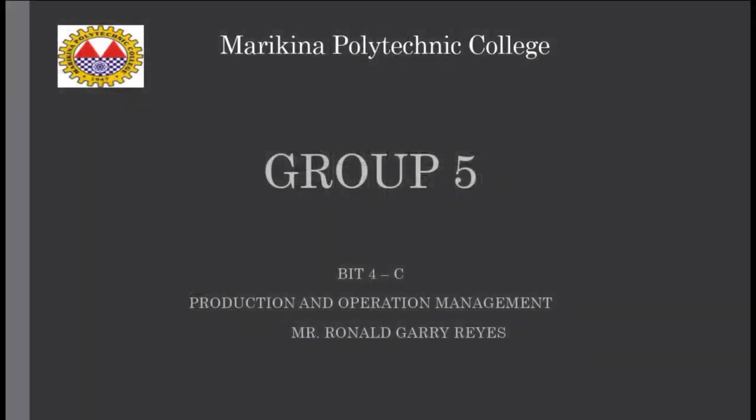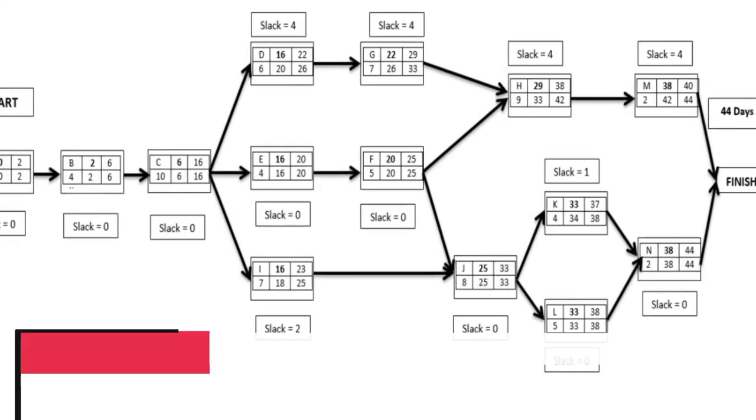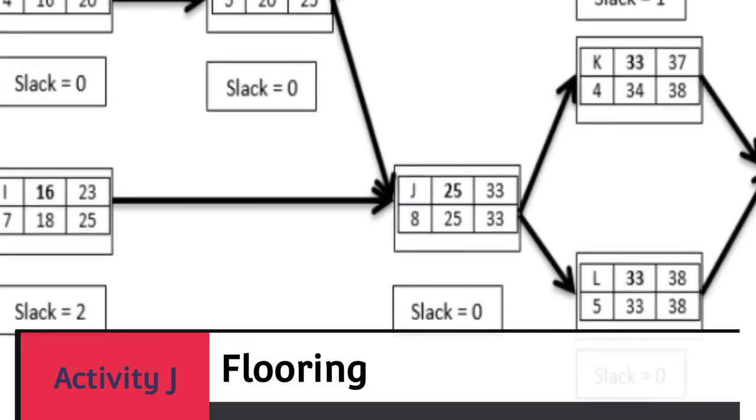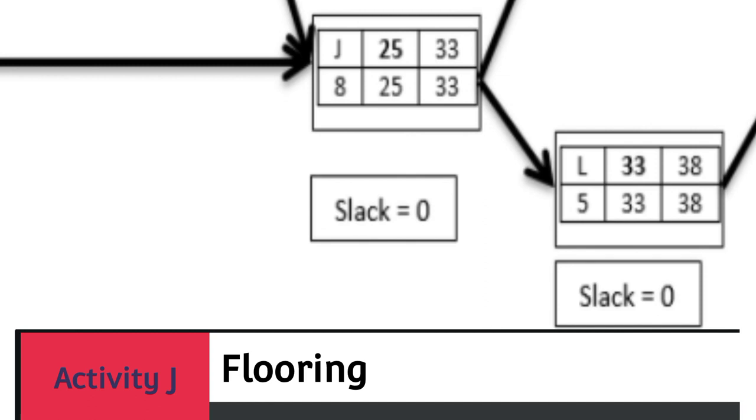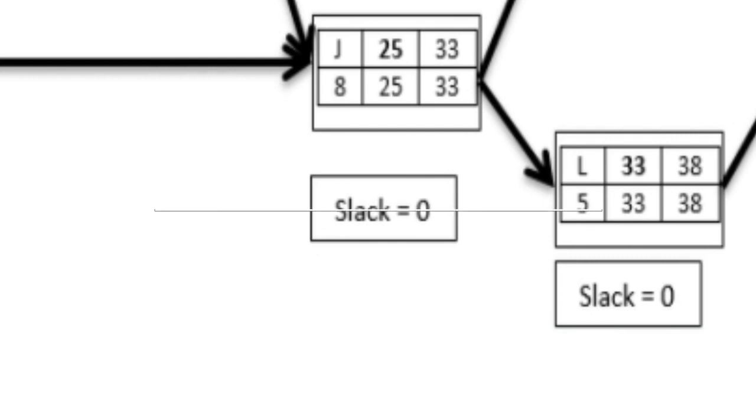After the ceiling and the electrical works, the flooring should be next, having an estimated time of 8 days, an early start of day 25, a late start of day 25, an early finish of day 33, and a late finish of day 33. This activity was not critical because it doesn't have any slack.